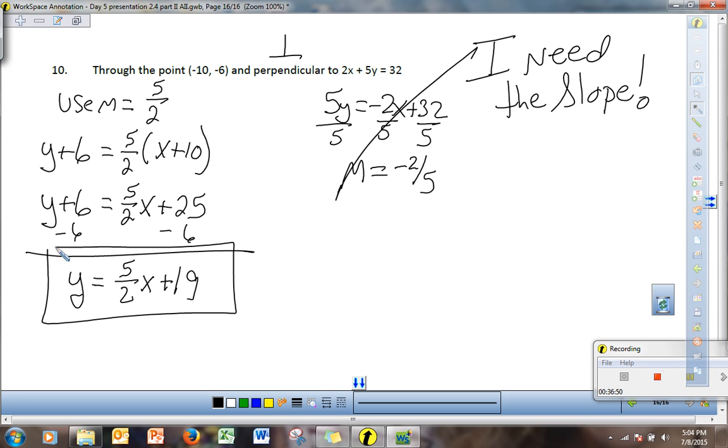Be careful on your assignment, guys, because I think I did 3 parallels, so you use the slope that you have, and then I did 2 or 3 perpendiculars. Well, you'll need to make sure that you do the opposite reciprocal.